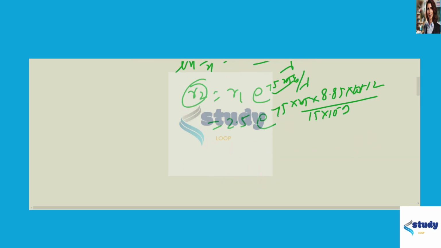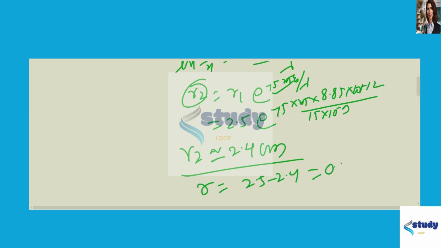So that means r2 comes out to be approximately 2.4 centimeter. Okay, so what will be the difference from the surface? What is the distance from the surface? So that will be r1 minus r2, so 2.5 minus 2.4, so that will be 0.1 centimeter. Okay.